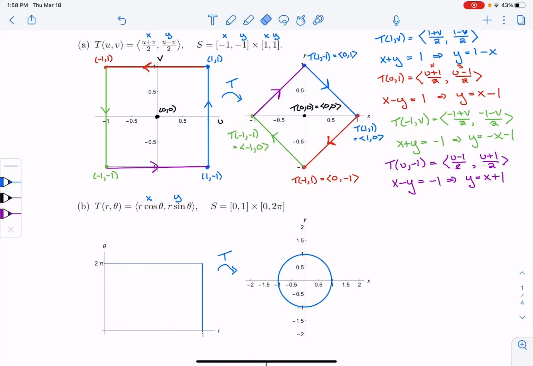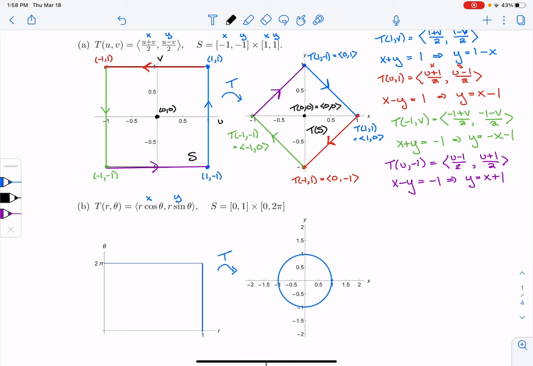In the previous video, we defined transformations in the plane. For example, for A, we defined the transformation T of (u, v) equals ((u plus v) over 2, (u minus v) over 2). And that took this square region in the plane and transformed it into a region that has a diamond shape.